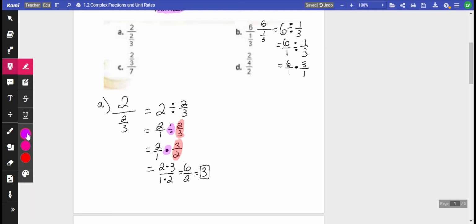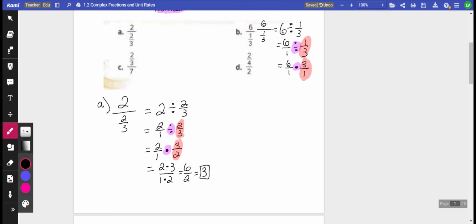So again, I am changing my division to multiplication, and I am multiplying by the reciprocal of 1/3, which is 3 divided by 1. This equals 6 times 3 divided by 1 times 1. 6 times 3 is 18. 18 divided by 1 times 1, which is 1. 18 divided by 1 equals 18. There's letter B.